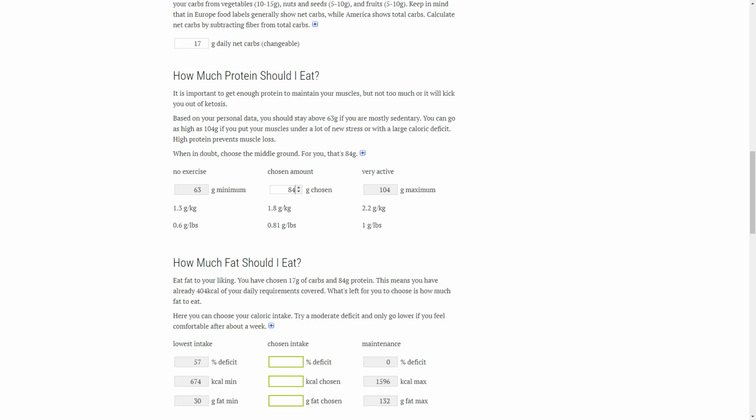So don't be afraid of protein. You can go as high as 104, but actually this 84 is probably about right. It's important that you don't go too low on your protein, but don't worry about going too high. If you go too high, your body will just say, oh well, let's build some more hair.